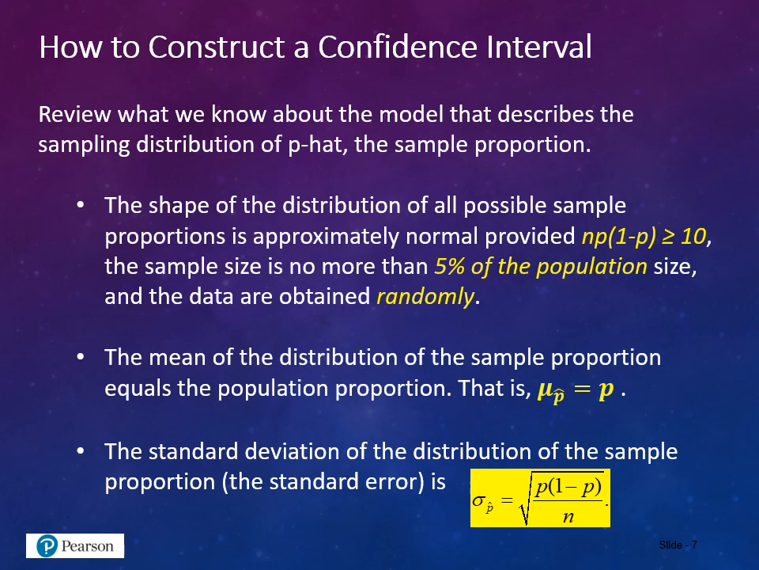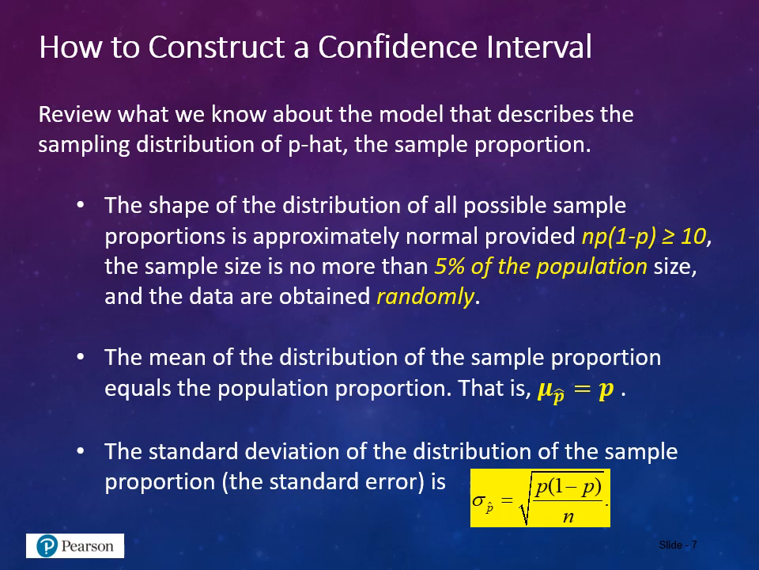Reviewing what we know about the model that describes the sampling distribution of p-hat, the sample proportion, we're going to look at how to construct a confidence interval. The shape of the distribution of all possible sample proportions is approximately normal, provided that n times p times 1 minus p is greater than or equal to 10. And what this is saying is that the sample size is no more than 5% of the population size, and the data are obtained randomly.